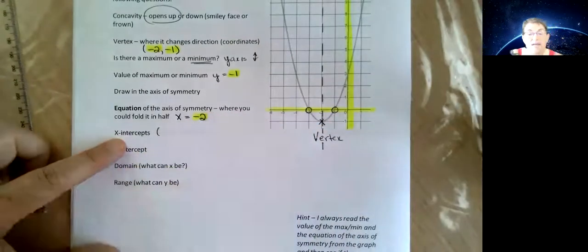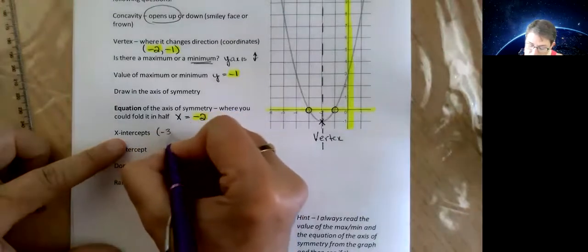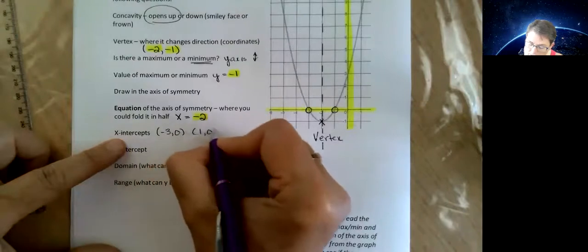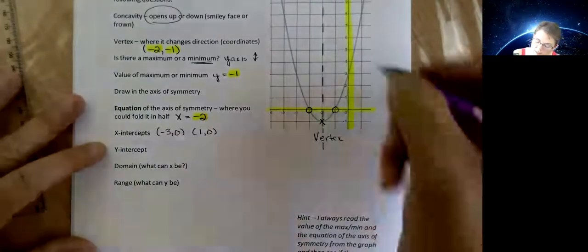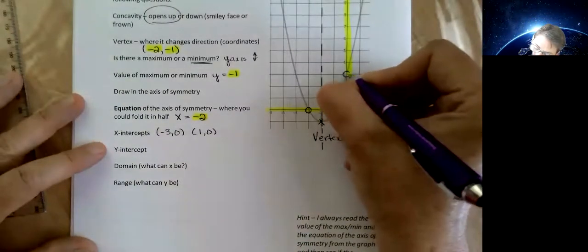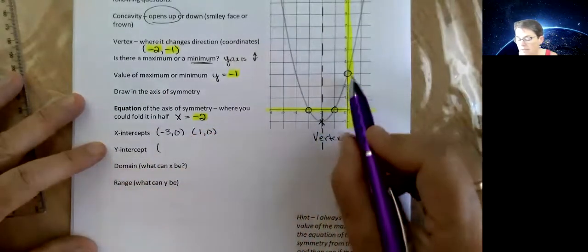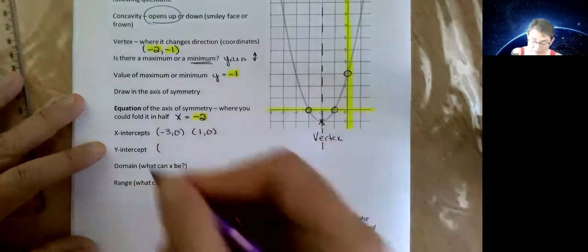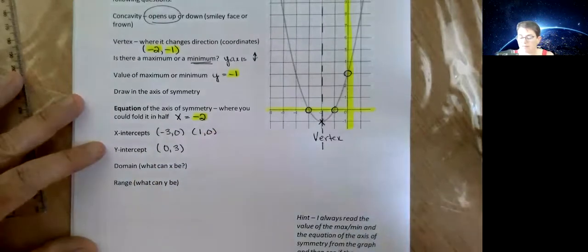And I'm very fussy about this. The intercepts are the points -3 and 0 and 1 and 0. The y-intercept is the same thing. It's where it crosses the y-axis. Now, you need to be careful. What are the coordinates at this point? It's not 3 and 0. It is 0 and 3. Okay, that's another thing I check for.